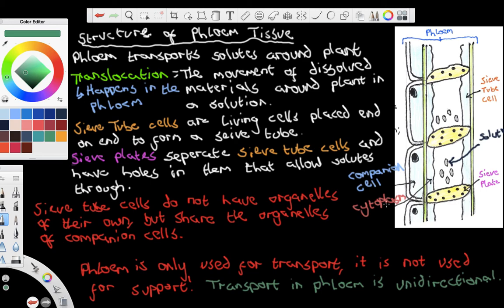Whereas the movement of water is not really active, it's by transpiration. Transpiration from the leaf pulls water through the xylem so that the cells don't need to be alive for that, you just need a straw. Whereas with the phloem, we do need these cells to be alive because it's an active process. The phloem's only used for transport, it's not used for support, therefore there's very little if any lignin used, and the transport in the phloem is unidirectional.